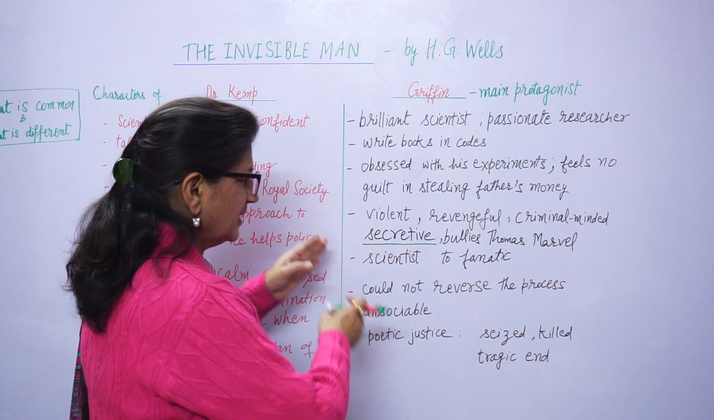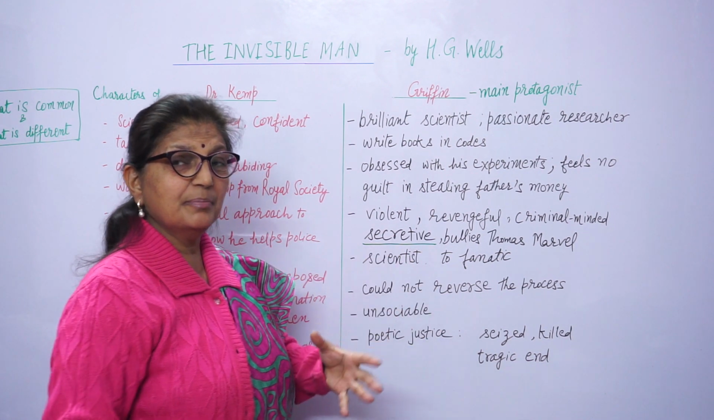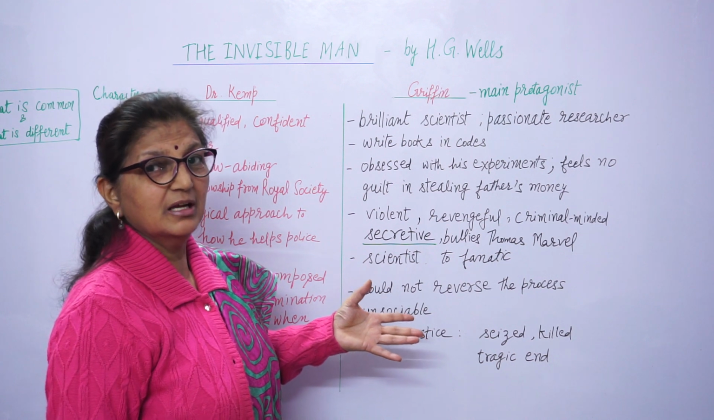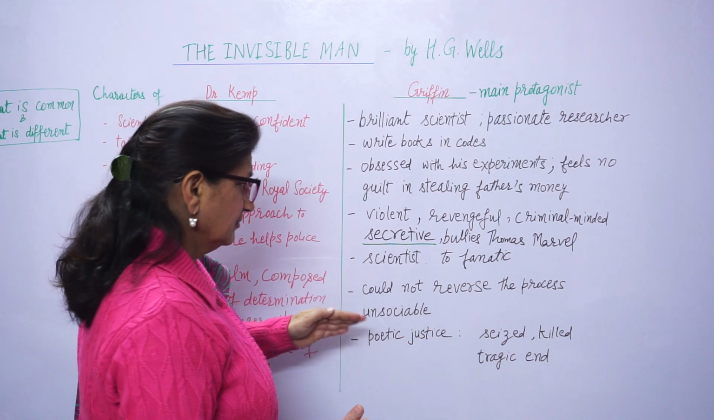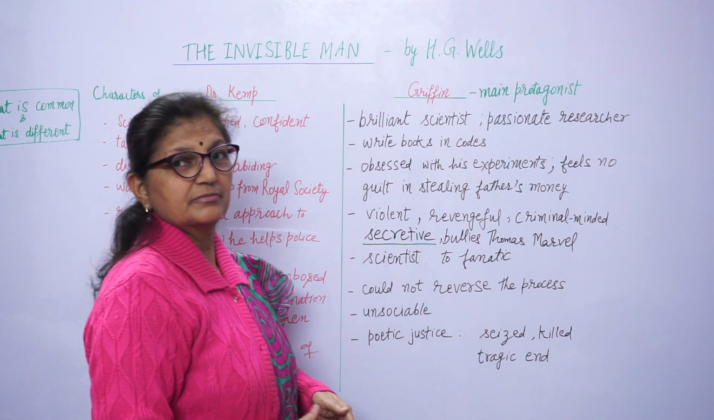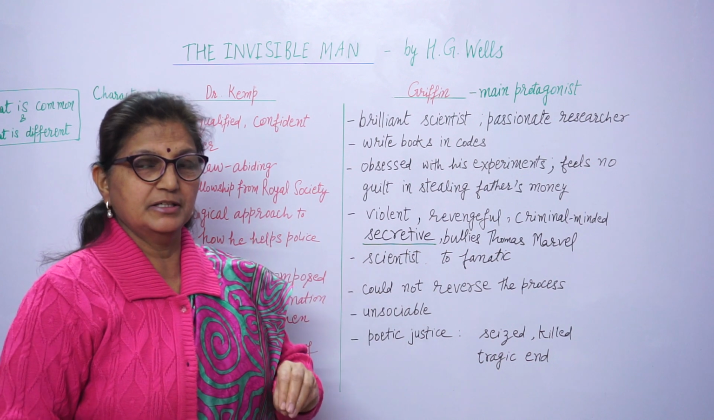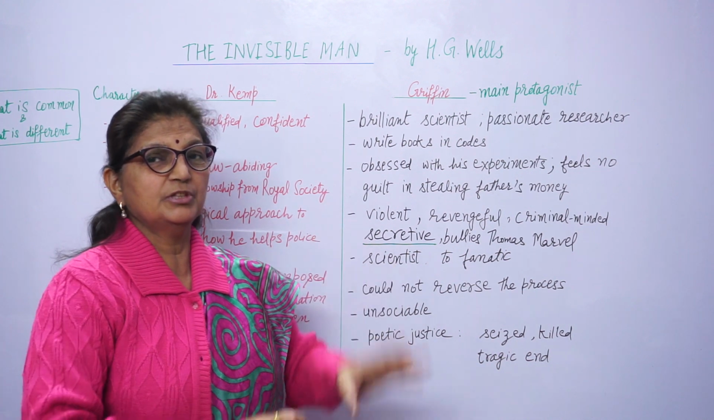And Griffin, from a scientist, became a fanatic. In a way, madness took over his head. Then, when he could not reverse the process, he became invisible because he wanted to. He wanted to do something new.